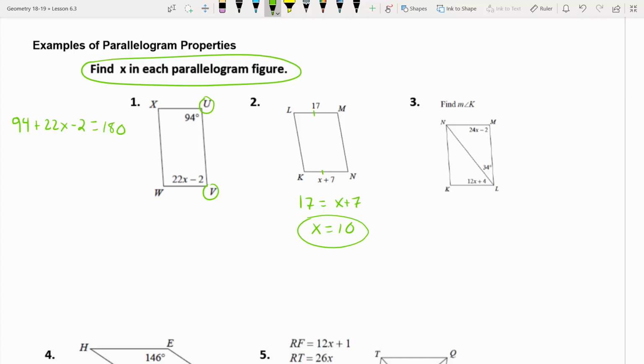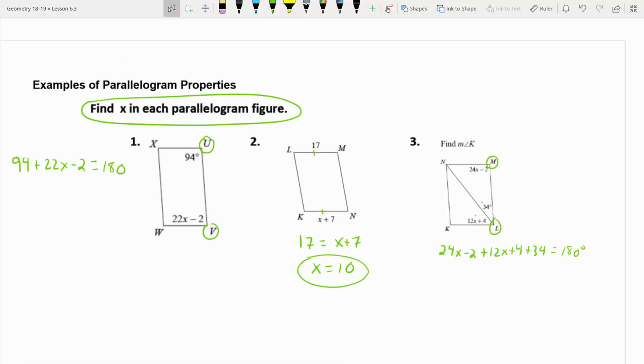The next one is where it starts to get a little tricky. So if we look closely, if this is a parallelogram, they gave me angle M, and they gave me angle L. It's the combination of these two things together. Those are consecutive angles, so we know once again they're going to be supplementary. So I have to add all of those together for my supplementary angles. So 24x minus 2 plus 12x plus 4 plus 34 equals 180 degrees. Once again, I'm going to set them up and then let you try to solve them. Solve 1 and 3, and then when you come back in, you'll have the answers for you.